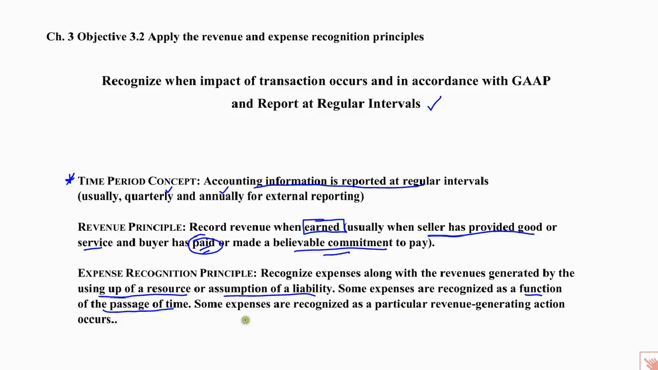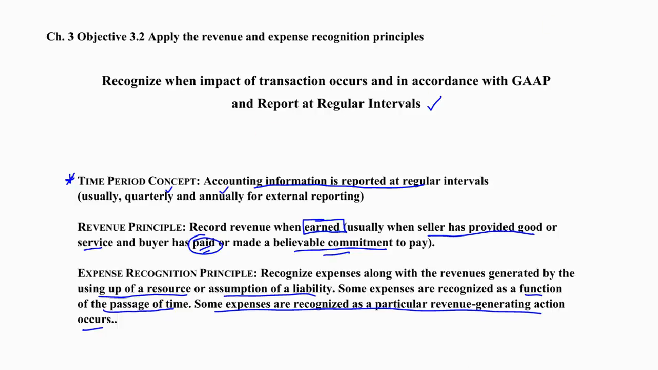If you are selling things, like let's say you're selling an iPad, some expenses are recognized as a particular revenue generating action occurs. So when you give the customer the iPad, the cost of that iPad to you is an expense. So the action of transferring the item to the customer drives the recognition of the expense. So some activities create expenses, and sometimes expenses just occur as a result of the passage of time.